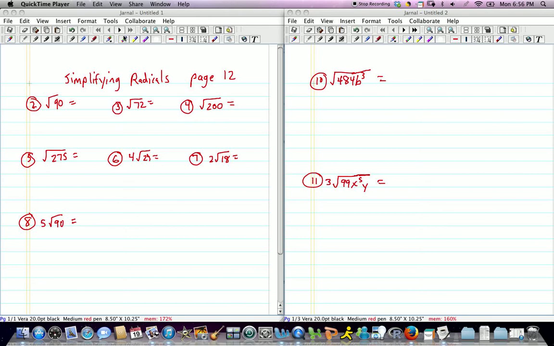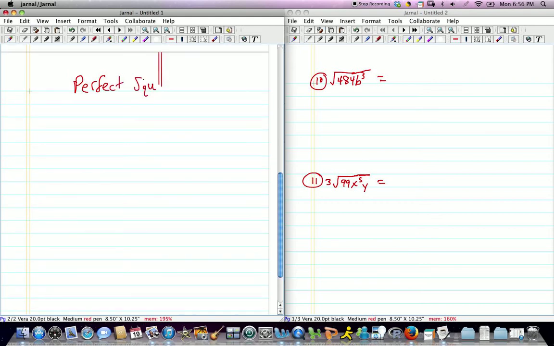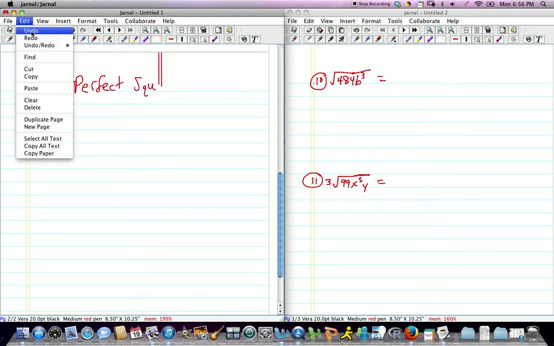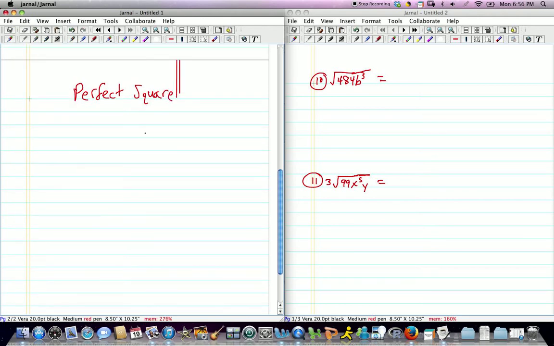So what I'm going to do is start on this page and we're going to start listing perfect squares. When I say perfect squares, I mean numbers that are whole numbers, like 1, 2, 3, 4, 5, that we multiply by themselves to get new numbers. But basically, for example, we're just going to start listing them.